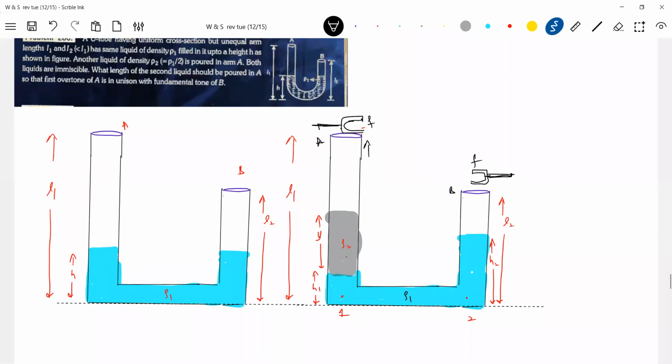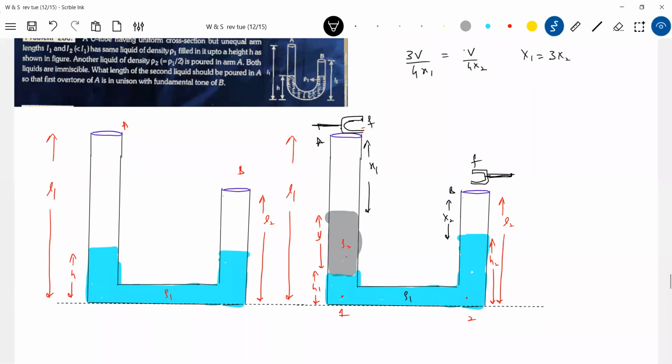So this length is what we don't know. Write x1, this x2. First we'll write the equation for this. This is an organ pipe, no? The first overtone of A, first overtone means 1.5. So 3v by 4x1 should be equal to the fundamental tone. The fundamental tone will be v by 4x2. So therefore, x1 should be equal to 3x2.